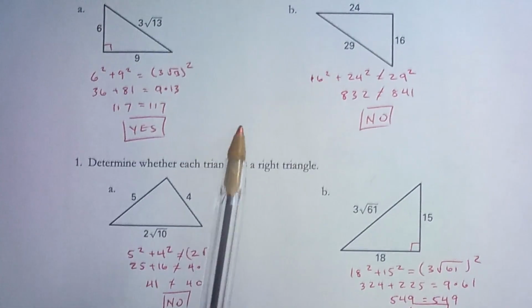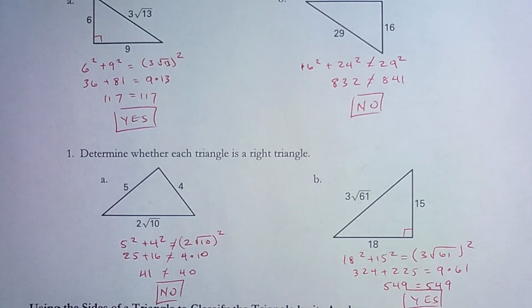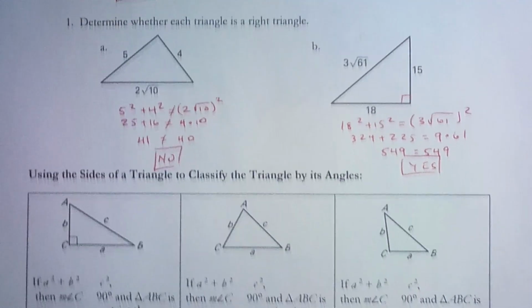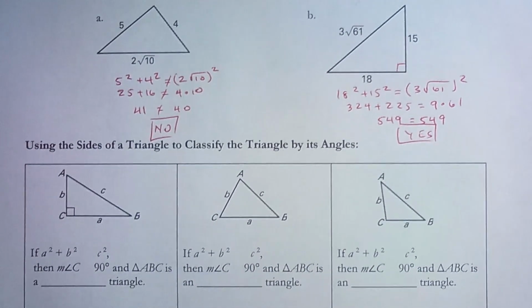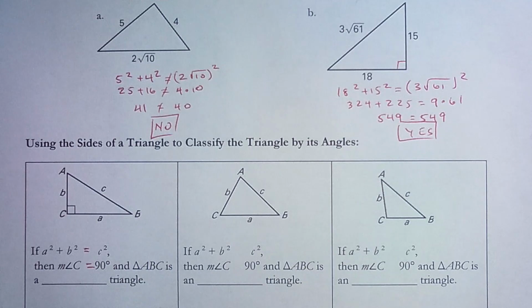Okay, now I know that 2 of these are right triangles and 2 of these are not right triangles. But I'd like to know the ones that are not right triangles, are they acute or obtuse? And there is a way to find out. Okay, so we're going to use this chart here to help us find out. So if a squared plus b squared is equal to c squared, then the measure of angle C is equal to 90 degrees, and triangle ABC is a right triangle.